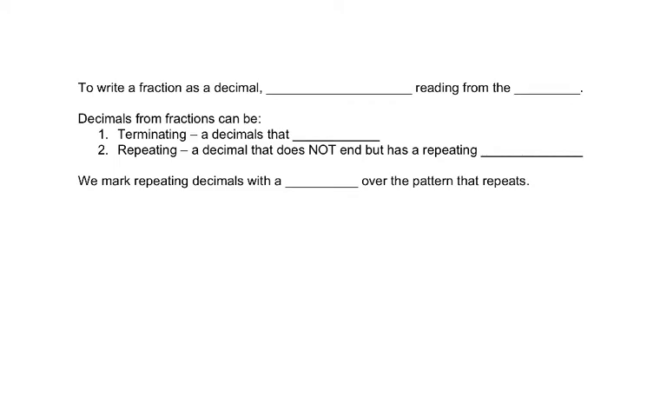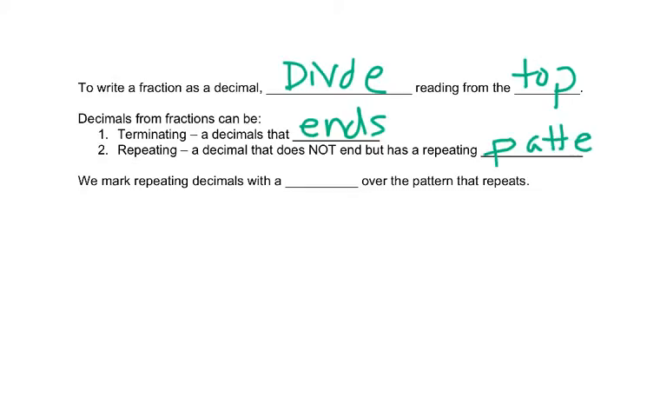To write a fraction as a decimal, we divide, reading from the top. Decimals from fractions can be terminating. That means it's a decimal that ends, or it can be repeating, a decimal that doesn't end but has a repeating pattern. We mark the repeating decimals with a bar over the repeating pattern.